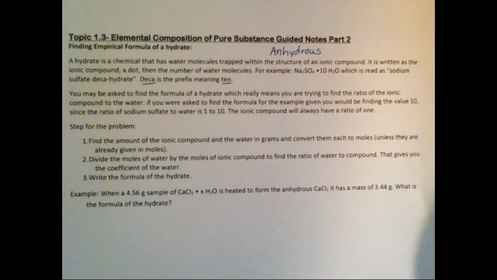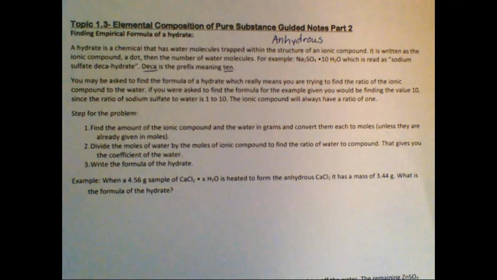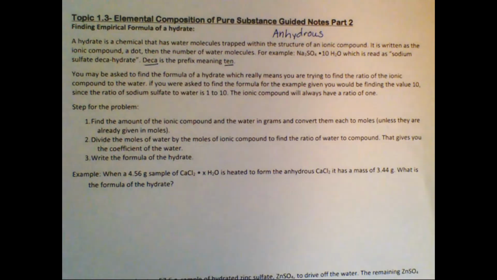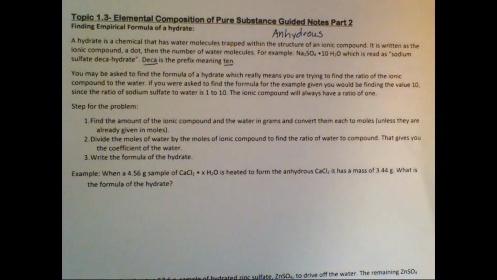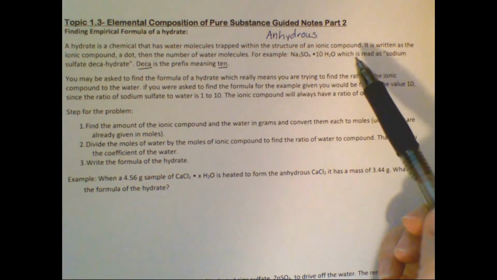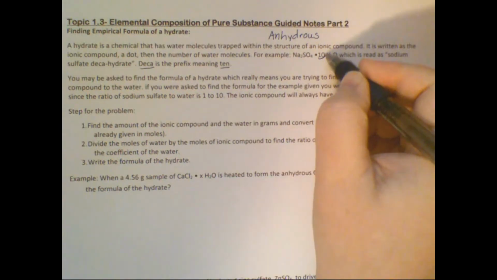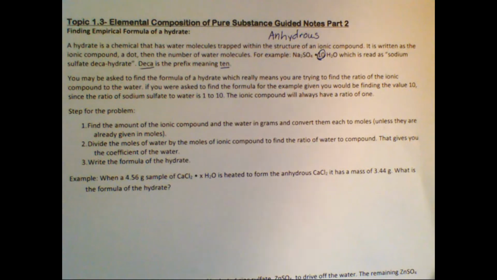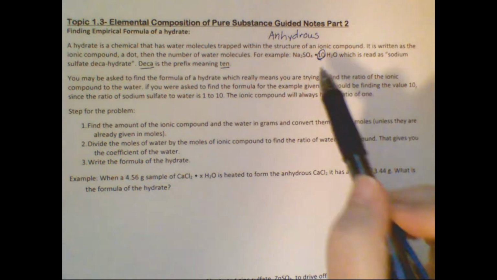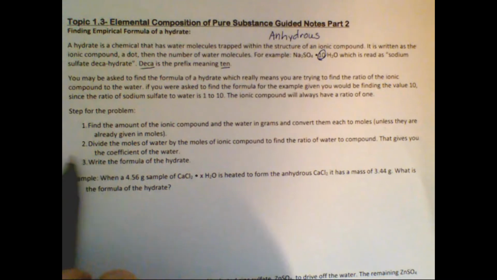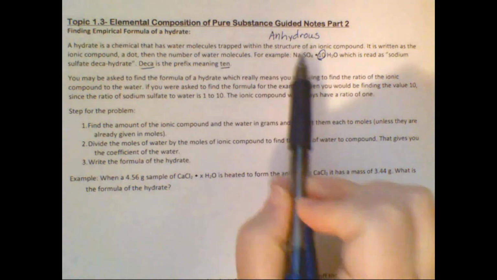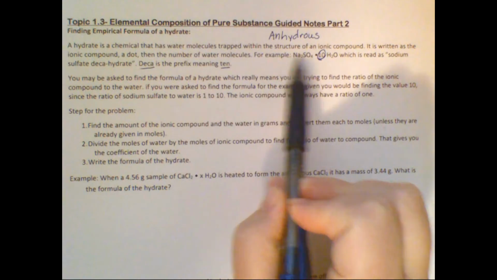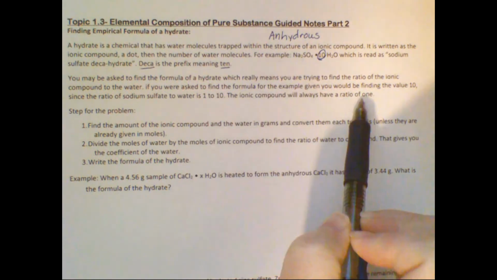So it says you may be asked to find the formula of a hydrate, which really means you're trying to find the ratio of the ionic compound to water. If you were asked to find the formula for the example given up here, you would be finding the value 10. Okay, so we would be given everything else, and we would be trying to find that number 10. So it's always a 1 to 10 ratio. This coefficient is always 1. So the ionic compound will always have a coefficient or a ratio of 1. Okay, so we're figuring out how many water molecules for one of that ionic compound.